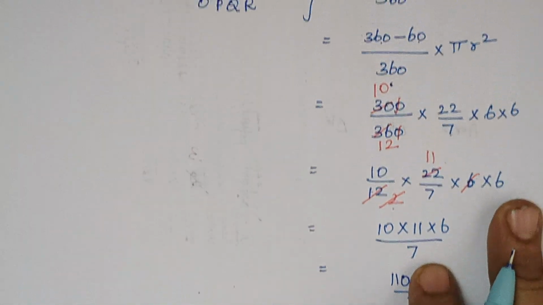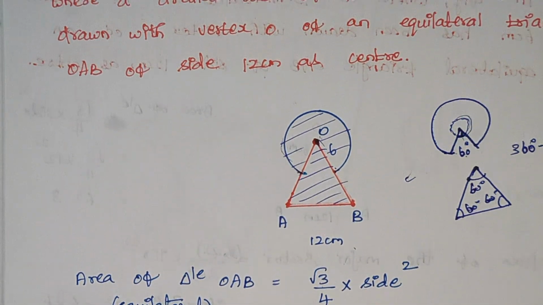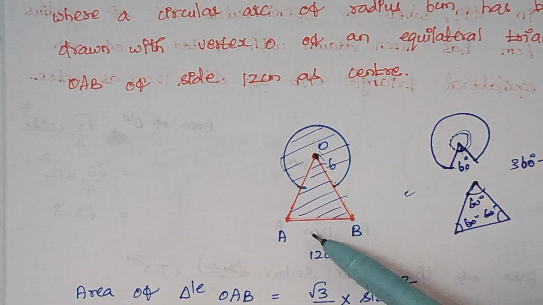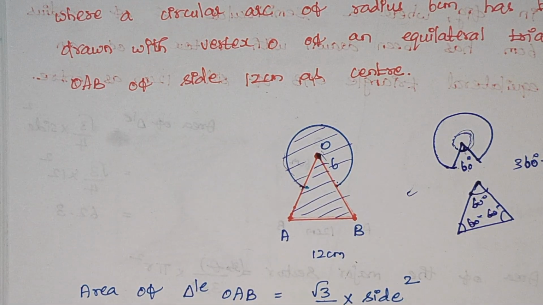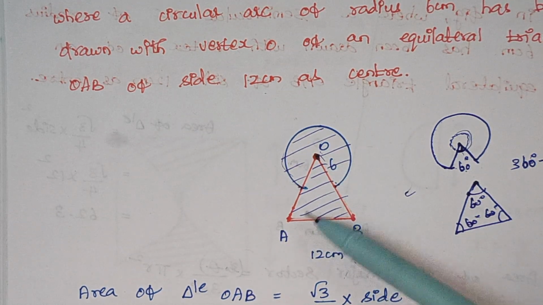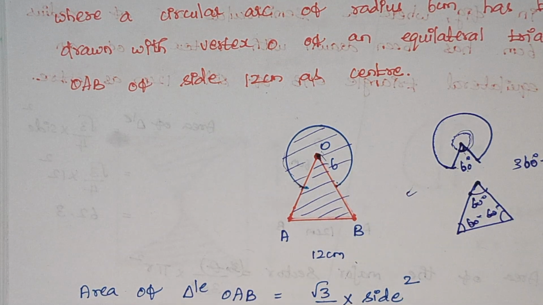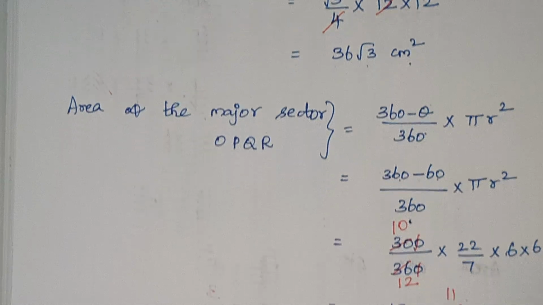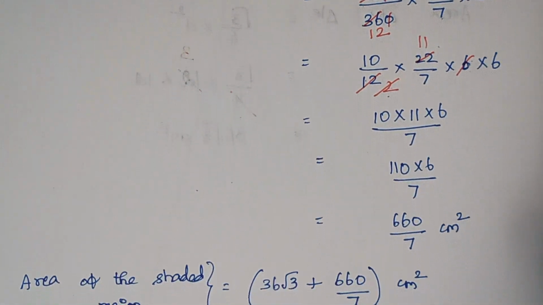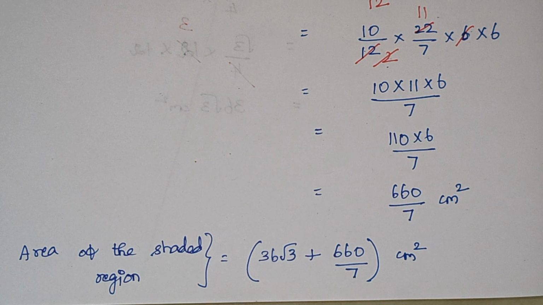Right. So what is the question which is asked here? You have to find the area of the shaded portion. So what is the area? Here we had calculated the area of the sector as well as the area of the triangle. So finally you have to add these two areas. Right, that's it. So when you add, you see area of the shaded region is given by 36 root 3 plus 660 by 7 centimeter square. Right. So we will proceed with our next problem.